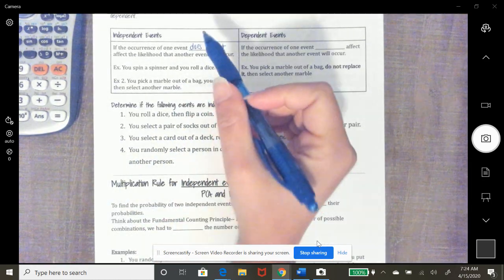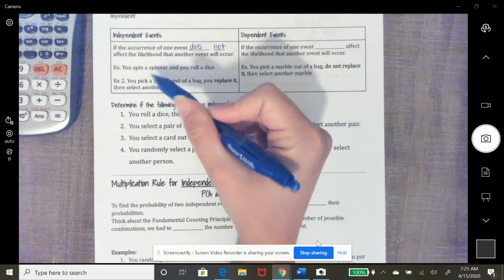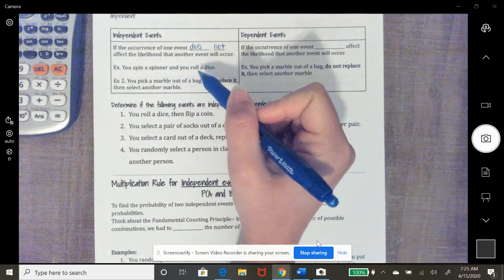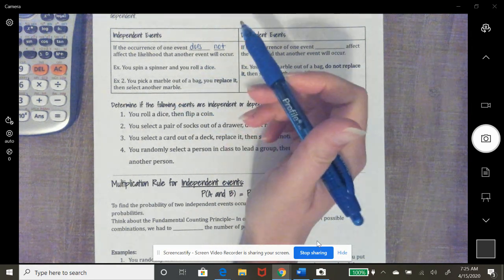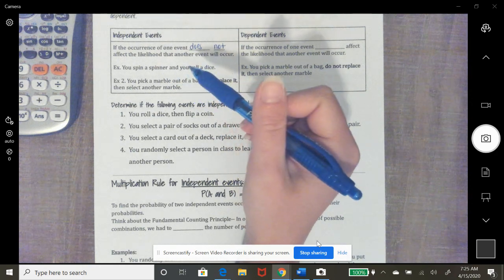So some quick examples. If you spin a spinner and you roll a dice, what you spin on the spinner is going to have no effect on what you do on the dice. They have nothing to do with each other. They just don't affect each other. So that would be independent.